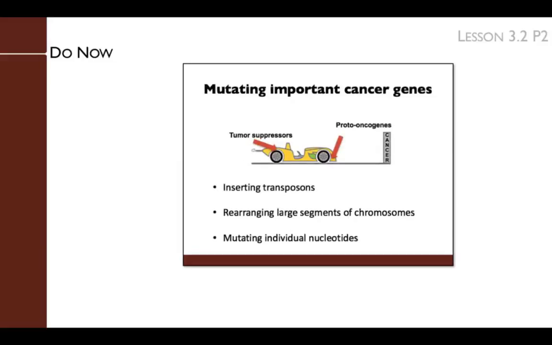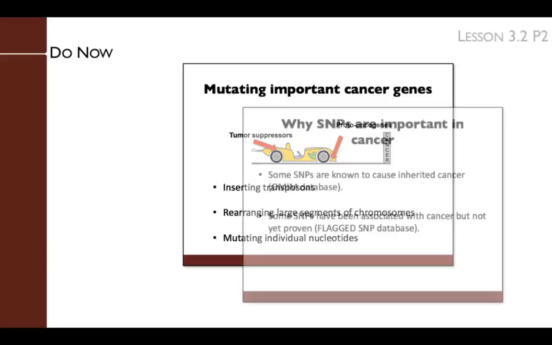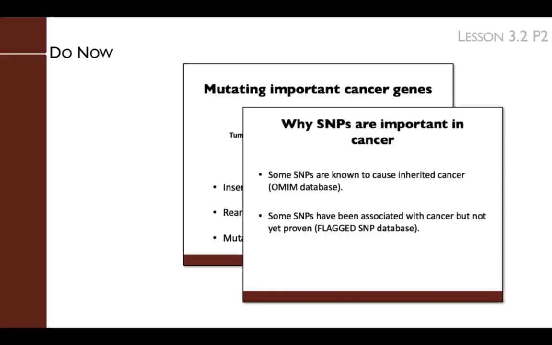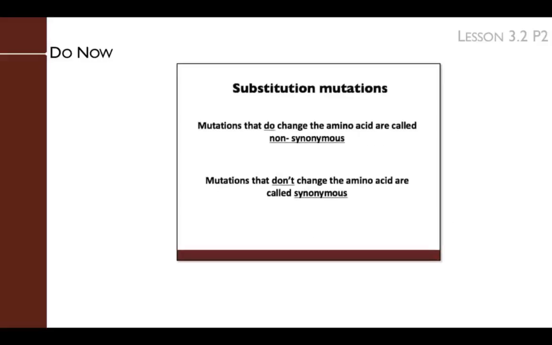By now we have learned about mutations happening through transposons, chromosomal rearrangements, and changes to individual nucleotides. Any of these can adversely affect two major types of genes associated with cancer, proto-oncogenes and tumor suppressor genes. We focus on SNPs because these are some of the most common mutations present, and we know of some SNPs that cause inherited cancer. We have learned the concept of synonymous and non-synonymous mutations to protein coding regions.